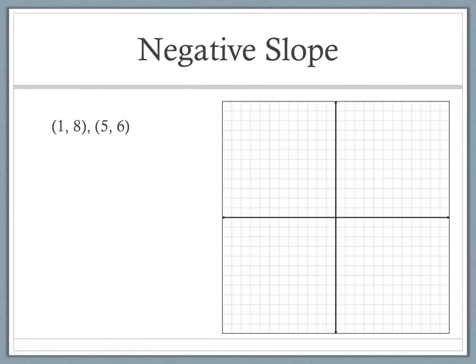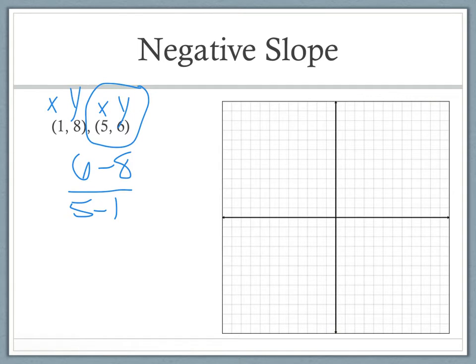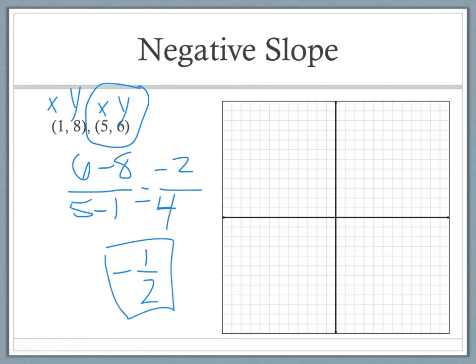Okay, let's look at this one. Same thing. I'm going to subtract my y's. So I'm going to do 6 minus 8 over 5 minus 1. I subtracted my y's, subtracted my x's. It doesn't matter which one you put first, as long as if you put these ones first, you do it for both the x and the y, you don't mix and match. So that's going to be 6 minus 8 is negative 2. 5 minus 1 is positive 4. So I can reduce that to negative 1 over 2 because I can divide both of those by 2. My slope is negative 1 over 2.